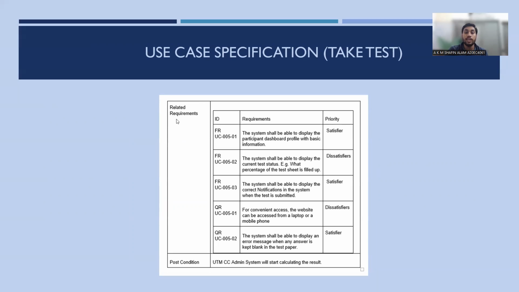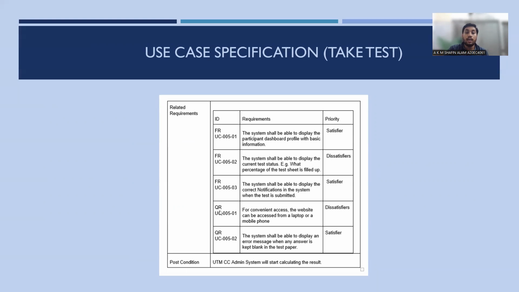The related requirements: the first related requirement is a functional requirement, whose priority is satisfier, that the system shall be able to display a participant dashboard profile with basic information. The second one is the system shall be able to display the current test status, which priority is dissatisfier. The last functional requirement is the system shall be able to display the current notification in the system when the test is submitted, which is satisfier.